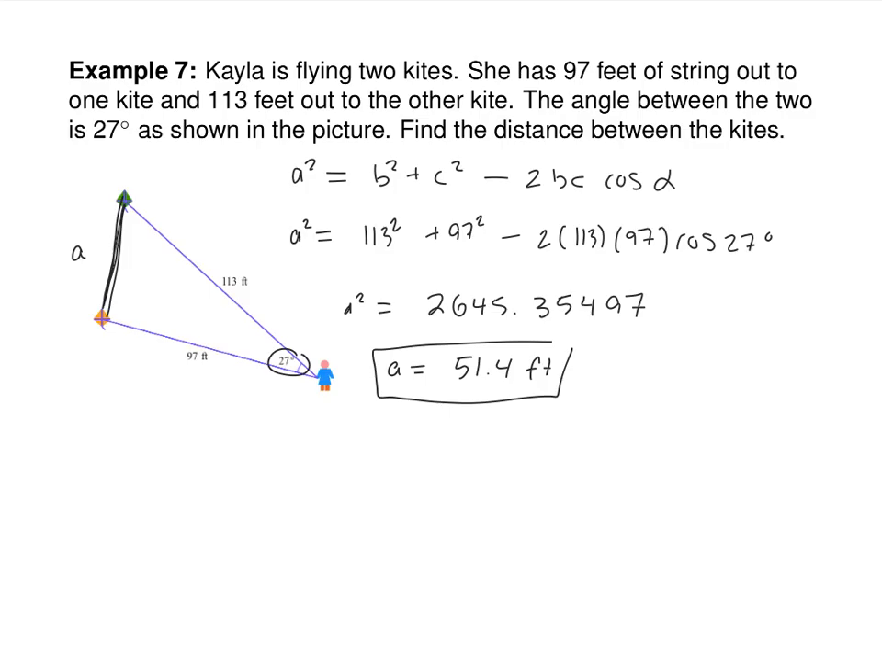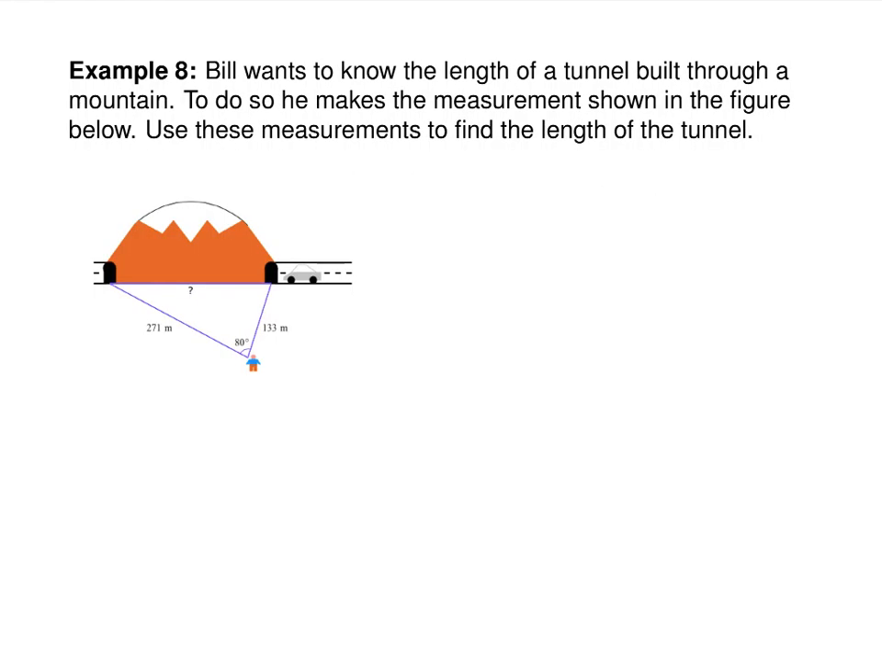Okay. The next question is about Bill. Have you guys seen those goofy bee-like Bill things? Yeah. So Bill wants to know the length of the tunnel, and he doesn't want to measure the tunnel. We're going to assume the tunnel is straight, not curvy. This is kind of how this applies to surveying: you know the distance from where you are to a point, and the distance from where you are to another point, and you also know the angle in between. And so you can use that to find this distance. That's how it comes up in surveying.